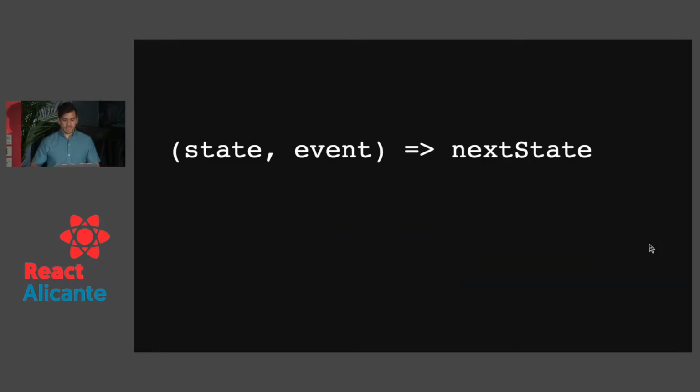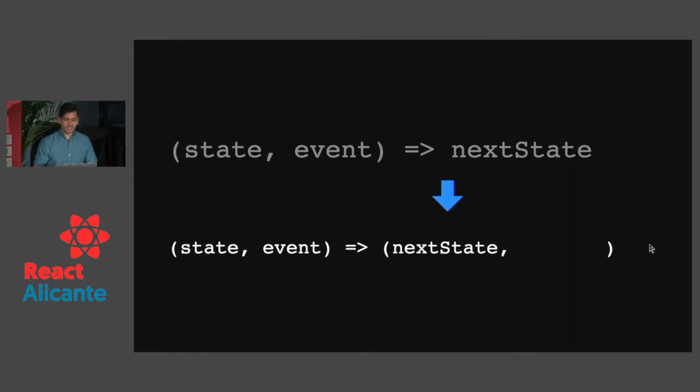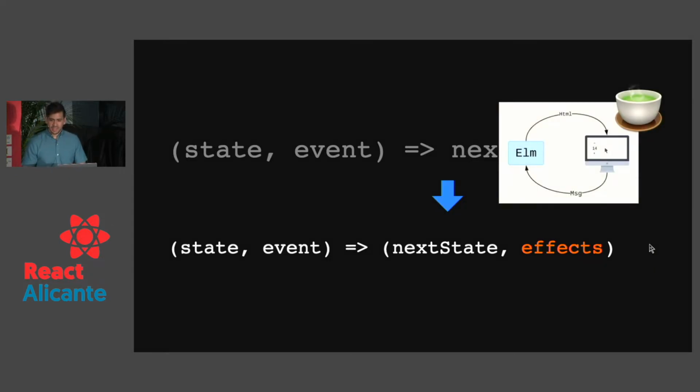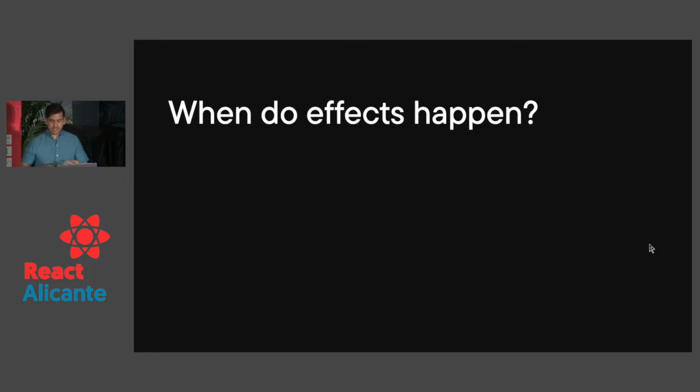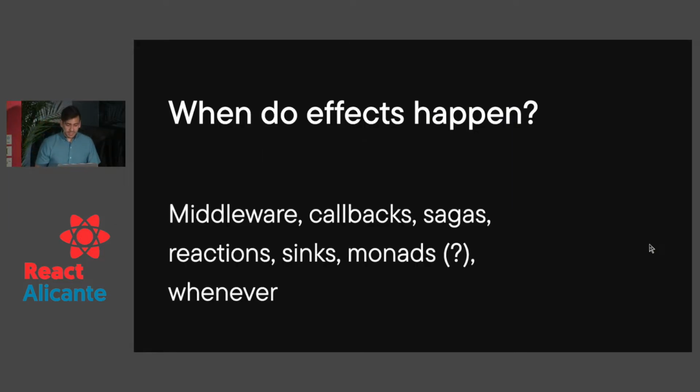Well, instead of thinking that the next state comes from the current state and the event that happens, we can say that the effects come from the current state and the event that happens, as well as the next state. So if you think about the relation this way, it sort of feels like the Elm architecture. And it's actually a really great way of thinking of effects, where when an event happens, you're going to think of, okay, this is what the new state is going to be, and this is what effects are going to be rendered or executed.